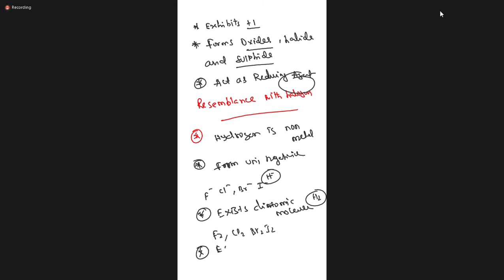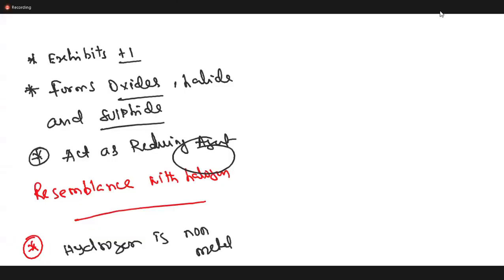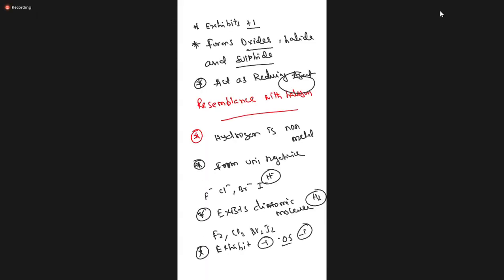Exhibits -1 oxidation state. Even halogens will exhibit -1 oxidation state. Where will the hydrogen atom exhibit -1 oxidation state? In hydrides, hydrogen has -1 oxidation state. Calcium hydride, sodium hydride, barium hydride, like that will form. Is it clear? That's why the position of hydrogen is still not decided, whether it is a first A group element or 17th. It has similarity with first A group elements, and it has similarity with 17th group elements. Is it clear?